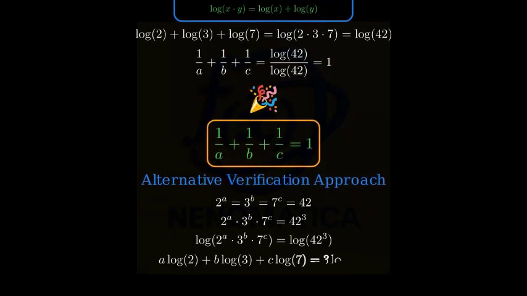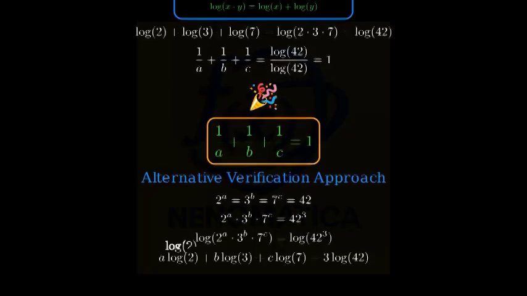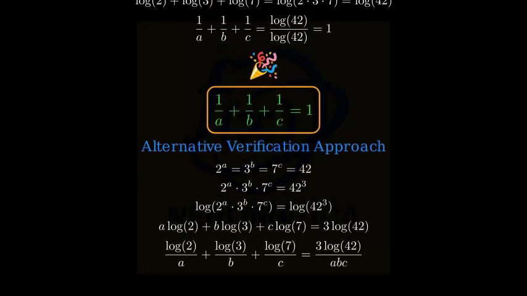Using logarithm properties, this becomes a times log of 2 plus b times log of 3 plus c times log of 7 equals 3 times log of 42. Now, if we multiply both sides by 1 over a times b times c, we get log of 2 over a plus log of 3 over b plus log of 7 over c equals 3 times log of 42 over a times b times c.